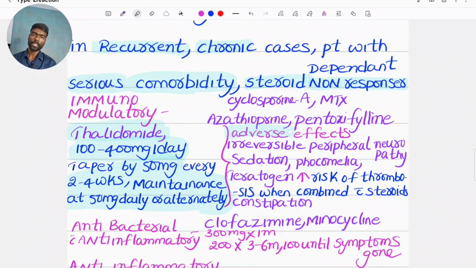Adverse effects: thalidomide has serious adverse effects like irreversible peripheral neuropathy, sedation, phocomelia. It is actually a sedative hypnotic. Teratogen, increased risk of thrombosis if given along with steroids. Constipation. Other immunomodulatory drugs: cyclosporin A, azathioprine, methotrexate, pentoxifylline.